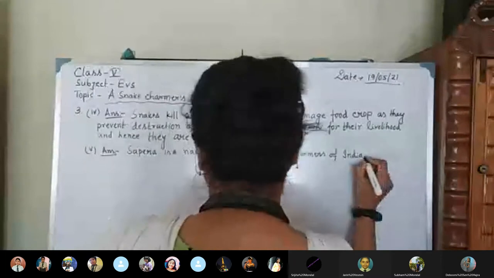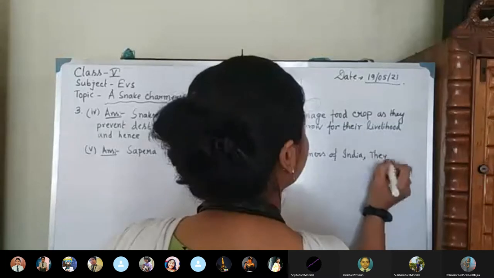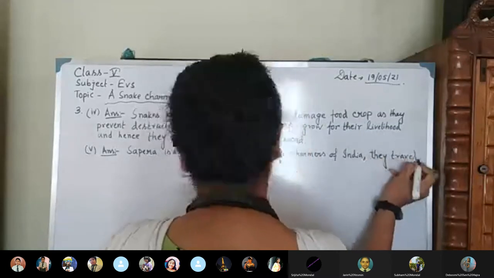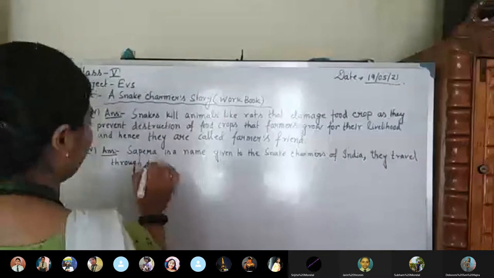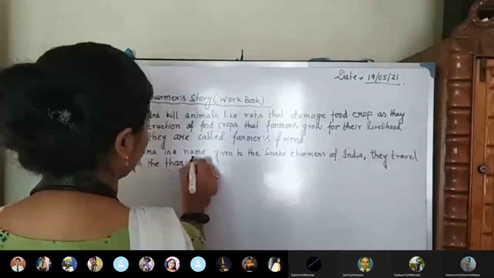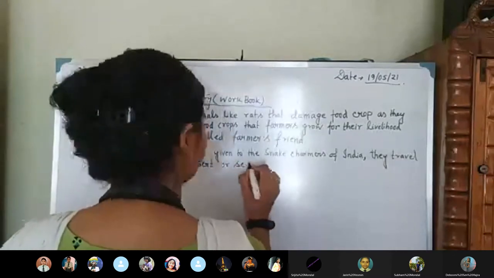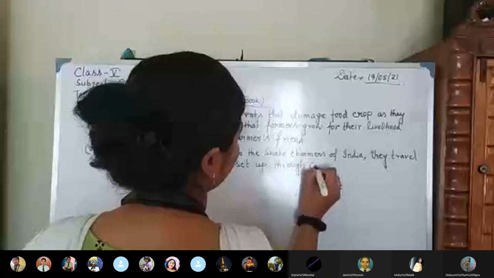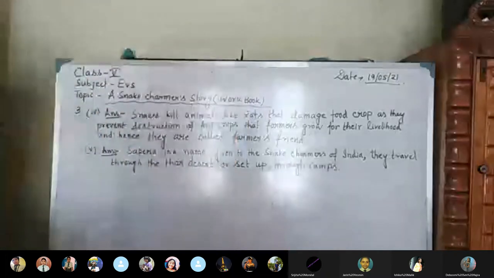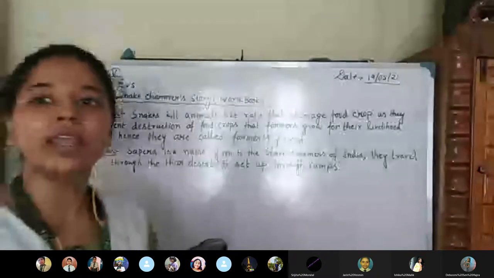Now there you must write, they travel through the Thar desert and set up camps. Note down this answer. Sapera is a name given to snake charmers of India. They travel through the Thar desert and set up camps. Okay? Note down, all of you.